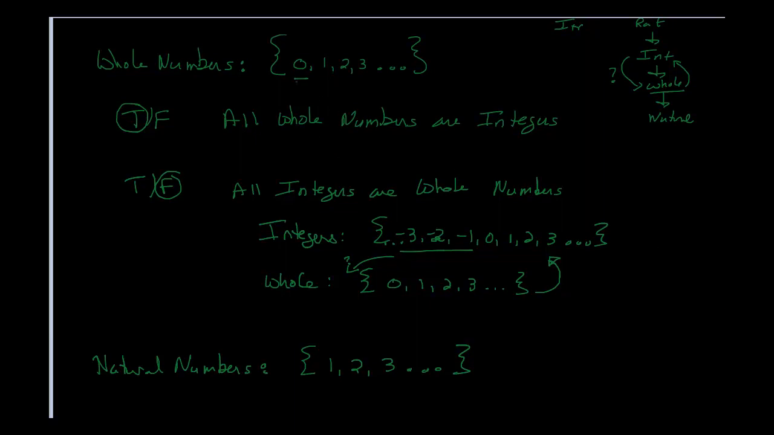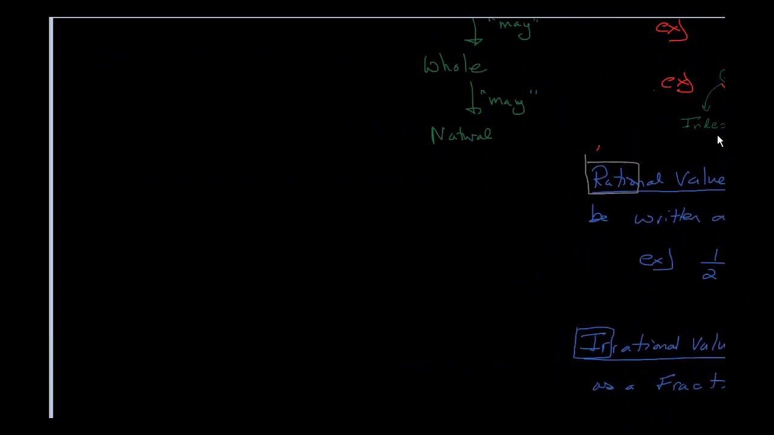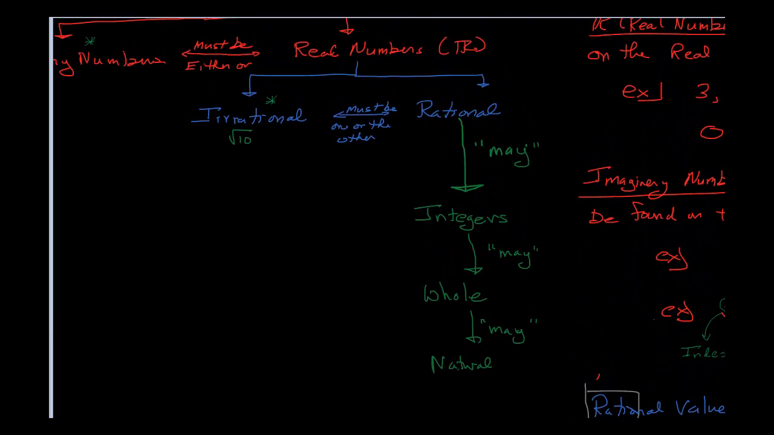The only difference is that whole numbers include 0. The way that I remember it, a whole has a hole in it, and that way I know that whole numbers differ from natural numbers because whole numbers include 0. So natural numbers are a subcategory of whole numbers: all natural numbers must be whole, but not all whole numbers are natural numbers. There's only one difference, and that's the value of 0.